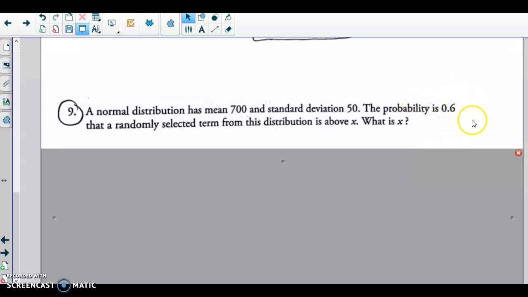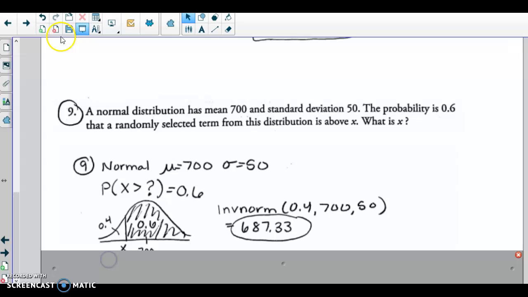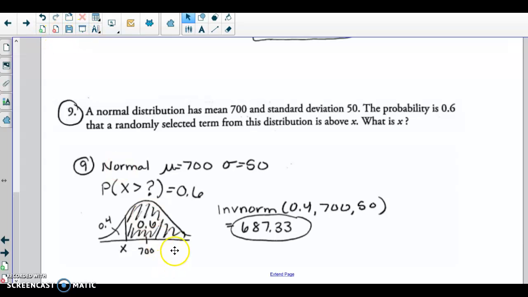I'm given a probability and I'm asked to find an x. So again, kind of like the last one we did, this is screaming inverse normal. I don't know what x is, but it says the probability is 0.6 above, so this 0.6 is my right tail again. The calculator only understands left tails. So in the calculator, I do an inverse normal of 0.4, and then the mean and standard deviation that were given in the problem. I get an x value of 687.33.